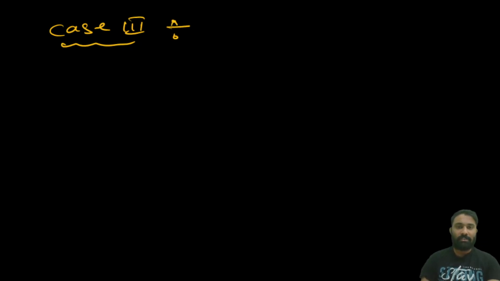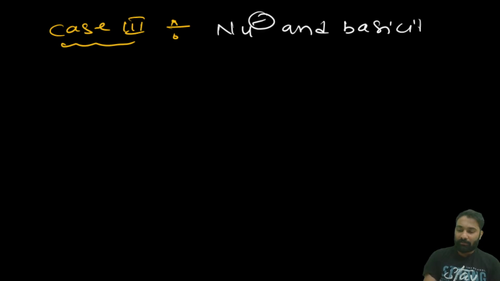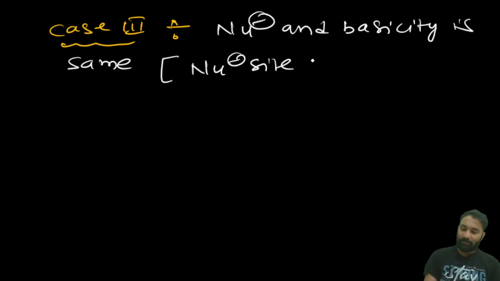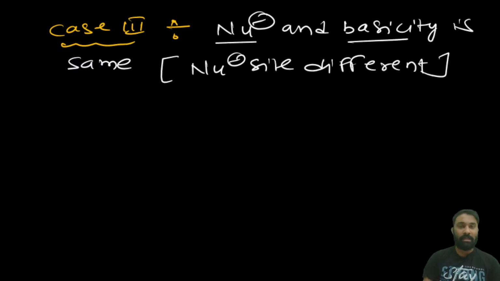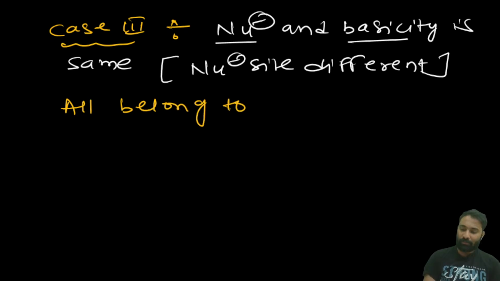Last case, case 3. If it is clear, then all the misconceptions between which is a nucleophile and which is a base will be clear for you. Here, the nucleophilicity and basicity are the same. But when the nucleophilicity site is different, if all belong to the same period, then their nucleophilicity site order and basicity order will become the same.